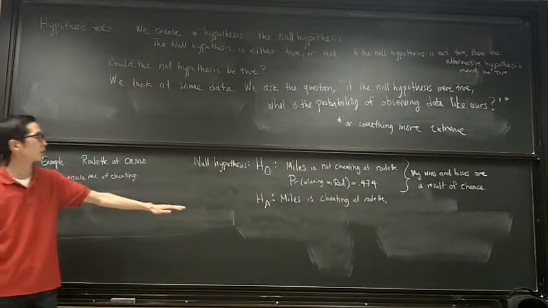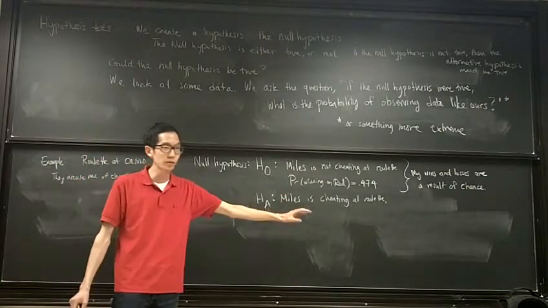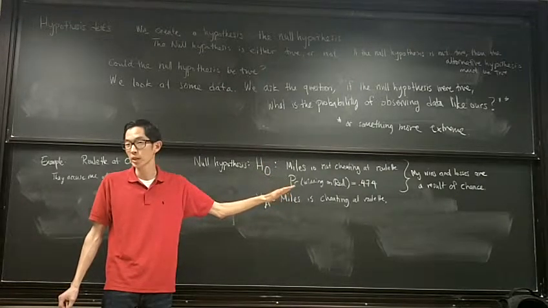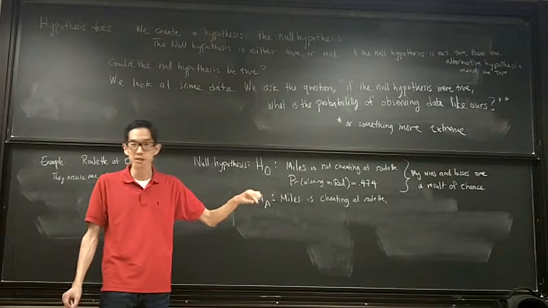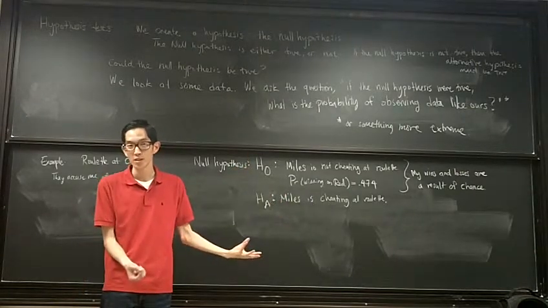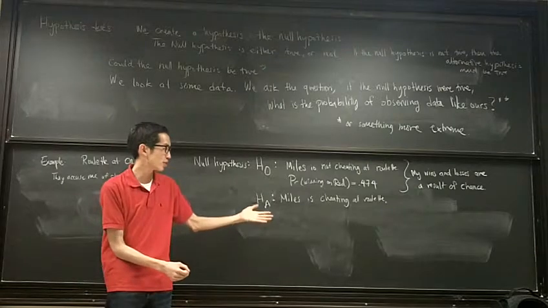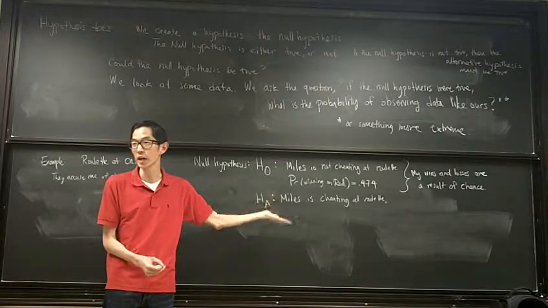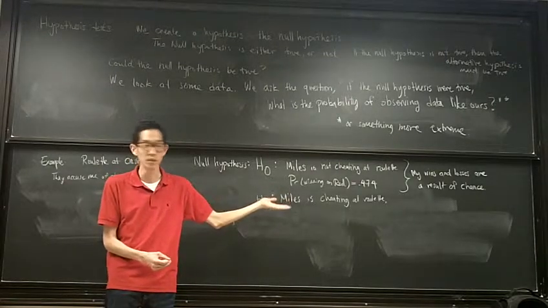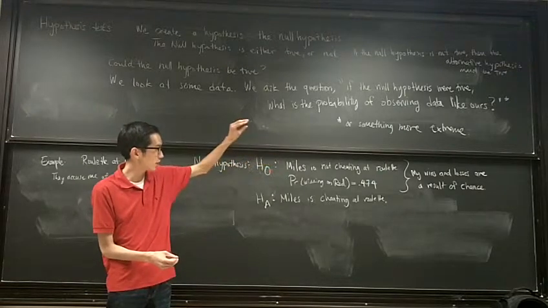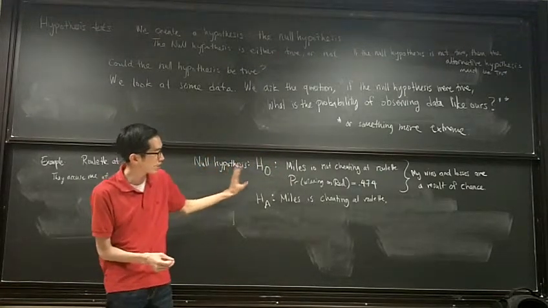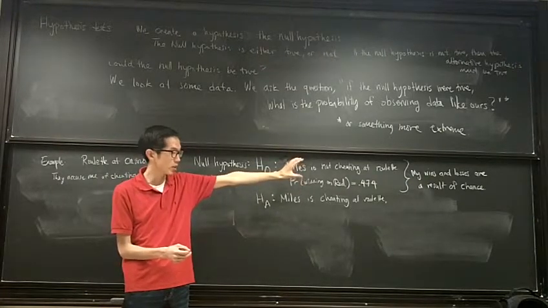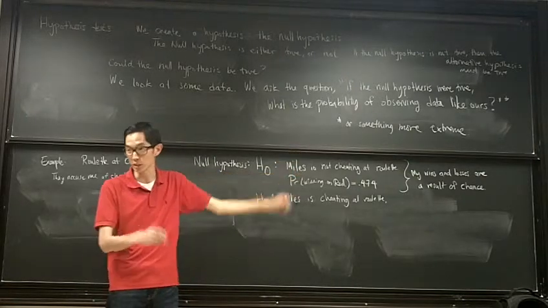The alternative is that my wins and losses are no longer just a result of chance and only chance, but rather my wins and losses are a result of random chance plus the fact that I'm cheating and I've manipulated my probability of winning to be higher than 0.474. Okay, so the null hypothesis is that I'm not cheating at roulette, and that implies these other things. That my probability of winning is what it should be, and that my wins and losses are just a result of chance, or random chance.